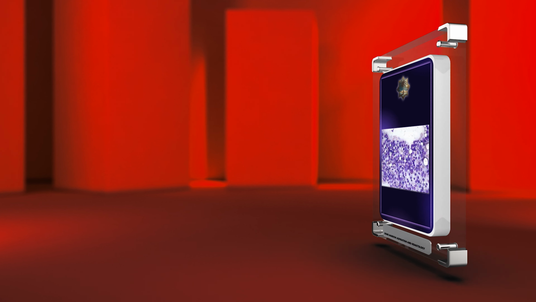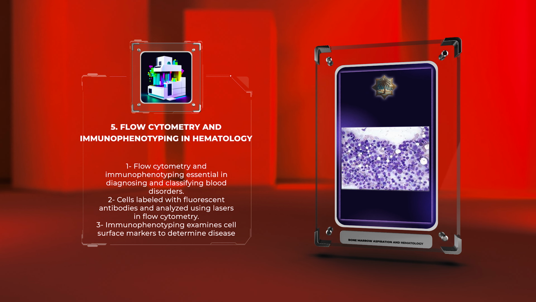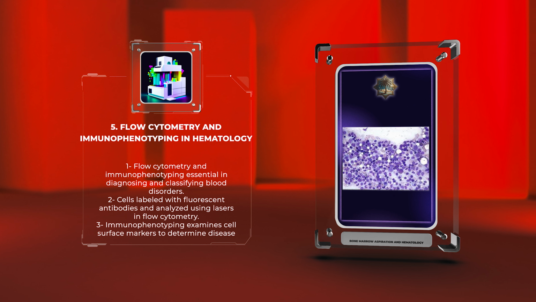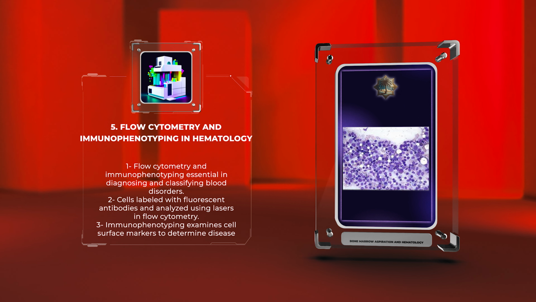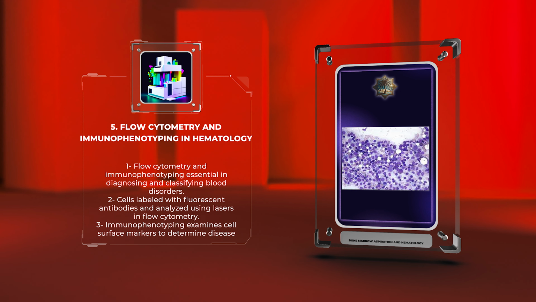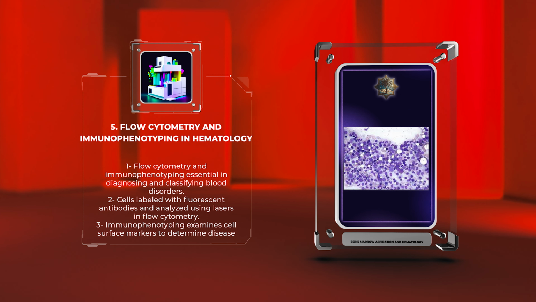Flow cytometry and immunophenotyping are essential in diagnosing and classifying blood disorders. In flow cytometry, cells are labeled with fluorescent antibodies and analyzed using lasers to identify different cell types. Immunophenotyping examines cell surface markers to determine disease markers and guide treatment. These techniques, combined with genetics and cytogenetics, enhance diagnosis and patient care in hematology.